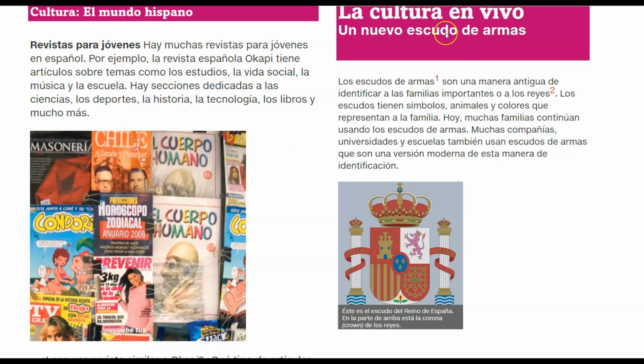La cultura en vivo, so culture live, a new coat of arms. So the coat of arms is an ancient way that people would identify important families or royalty. The coat of arms has symbols, animals, and colors that represent the family. Today, many families continue using the coat of arms. Many companies, universities, and schools also use a coat of arms, and they are a modern version of this form of identification. So, as you know, even the state of Florida has a coat of arms in the middle of their flag.